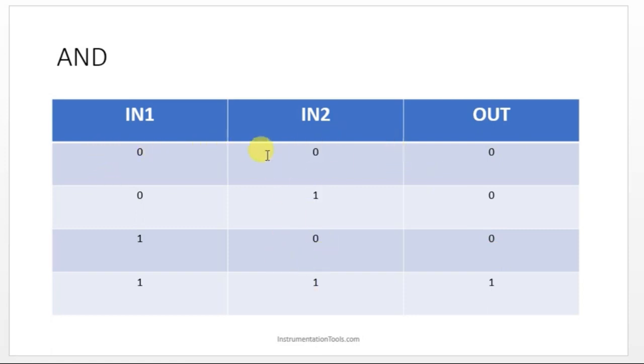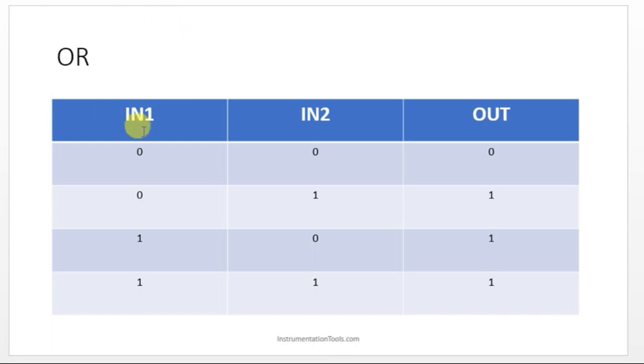If both the inputs are off, output should be off. If any one input is on, the output still has to be in off condition. Only when both the inputs are on does the output have to be in on condition. So we'll see how to do this in CX Programmer.